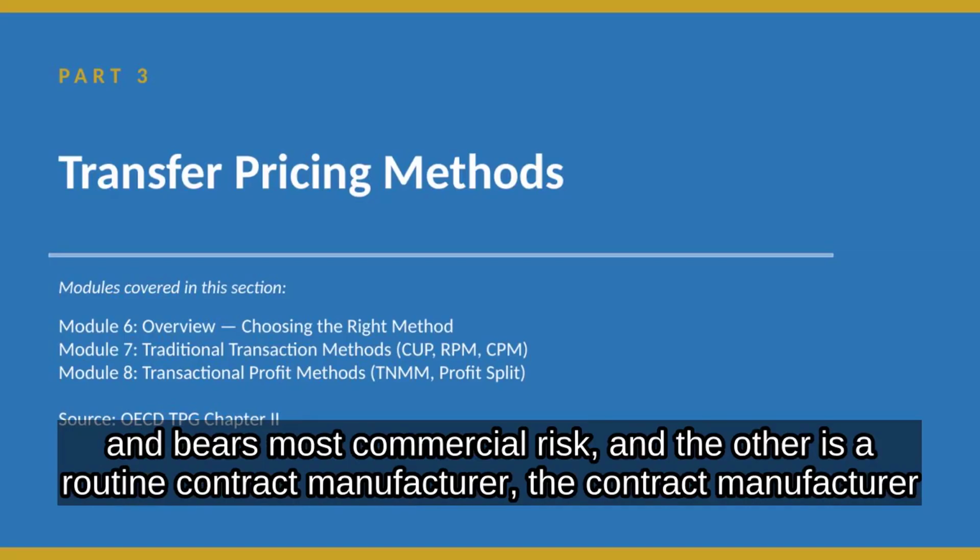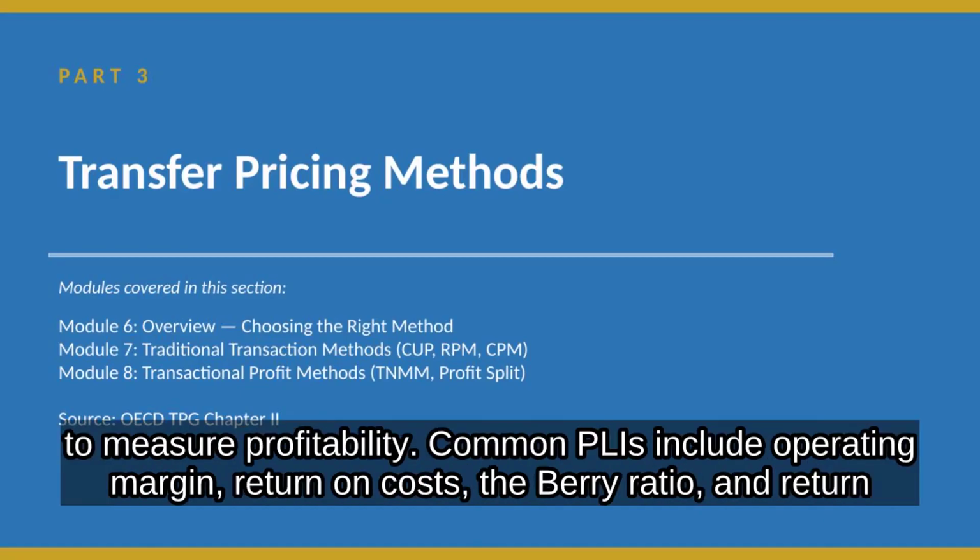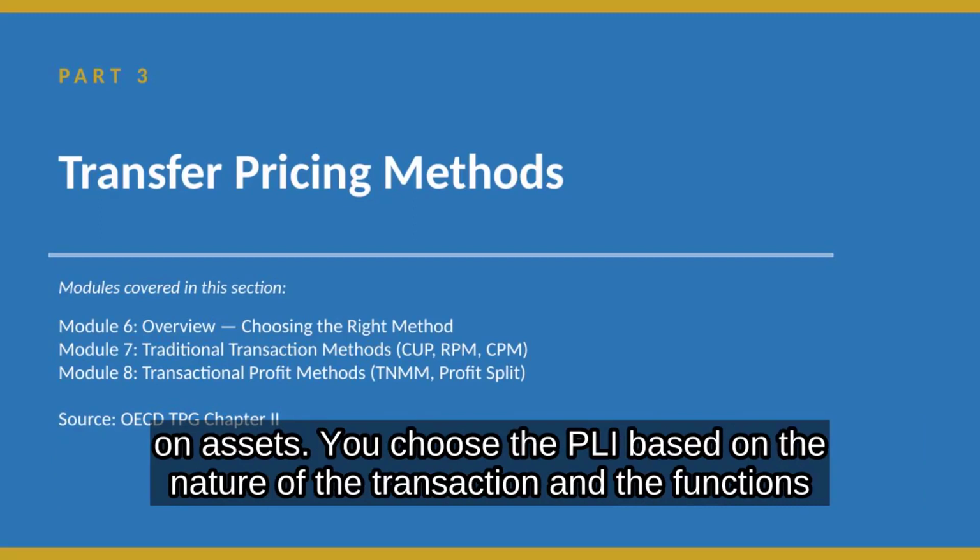The profit level indicator, or PLI, is the financial ratio used to measure profitability. Common PLIs include operating margin, return on costs, the Berry ratio, and return on assets. You choose the PLI based on the nature of the transaction and the functions of the tested party.